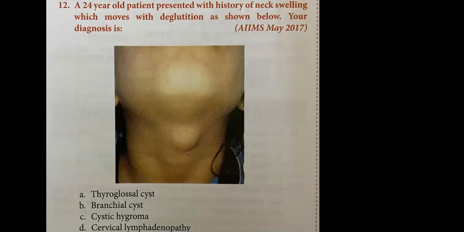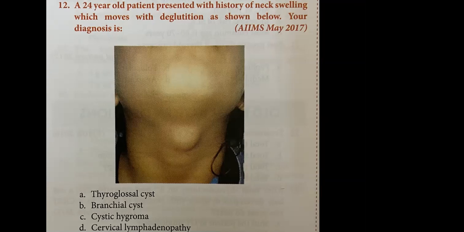The point to be stressed is that a thyroglossal cyst moves with protrusion of the tongue, whereas a thyroid gland swelling does not move with protrusion of the tongue. See, both the thyroglossal cyst and the thyroid gland move up with deglutition. But the only difference between them is that the thyroglossal cyst moves with protrusion of the tongue, whereas the thyroid gland does not.